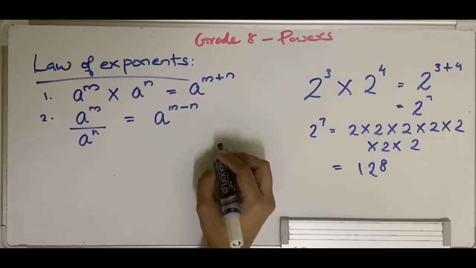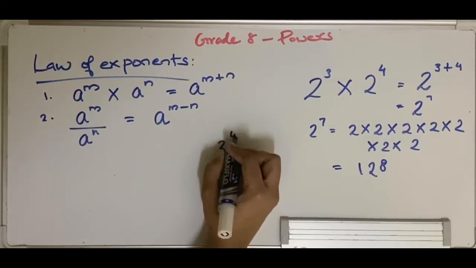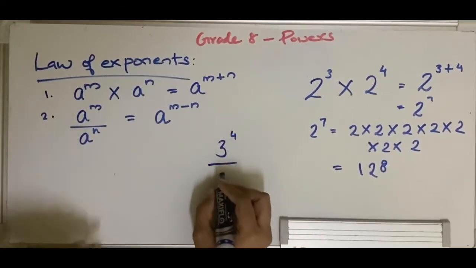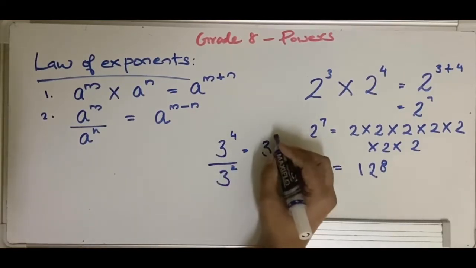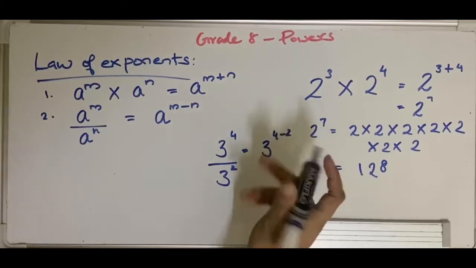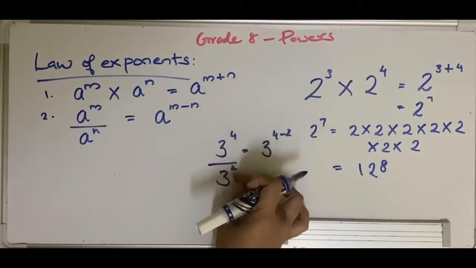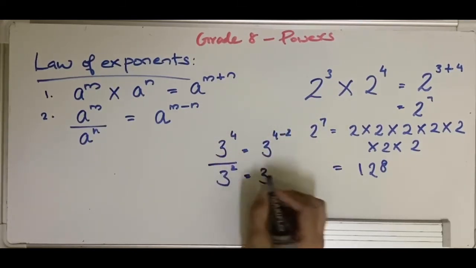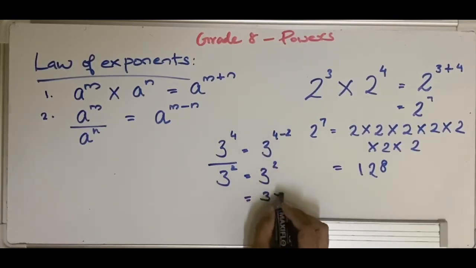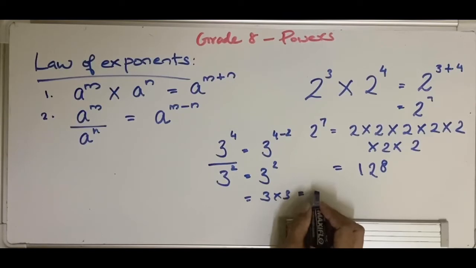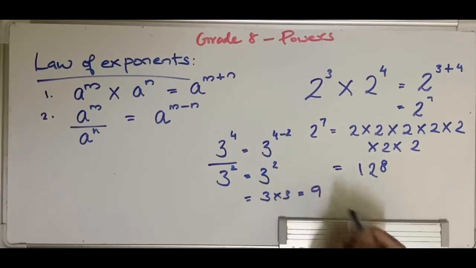For example, if our question is 3 raised to 4 divided by 3 raised to 2, then our answer would be 3 raised to 4 minus 2. It should always be m minus n. So 3 raised to 4 minus 2 is 3 raised to 2, which is 3 times 3, and our final answer would be 9 in this case.